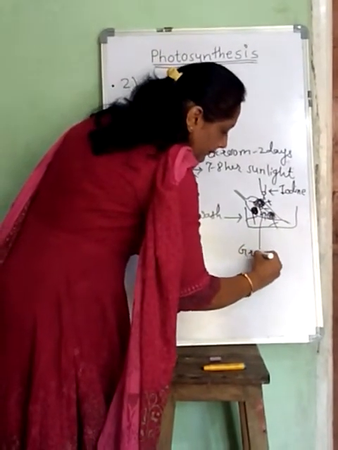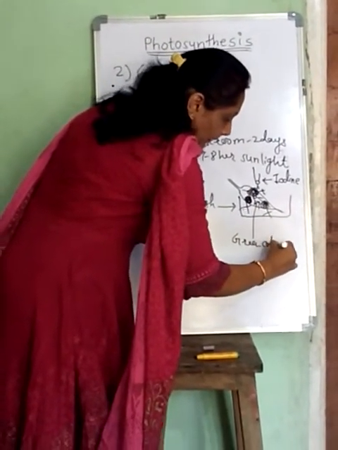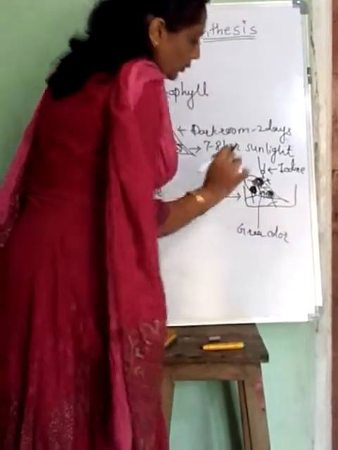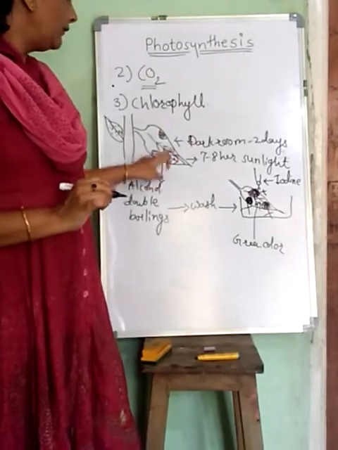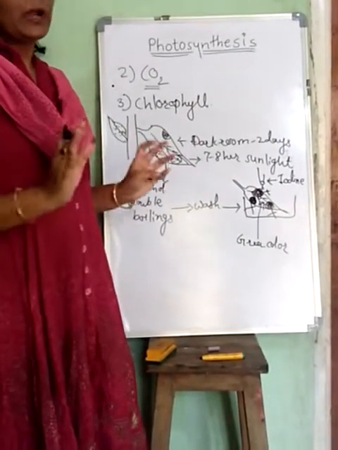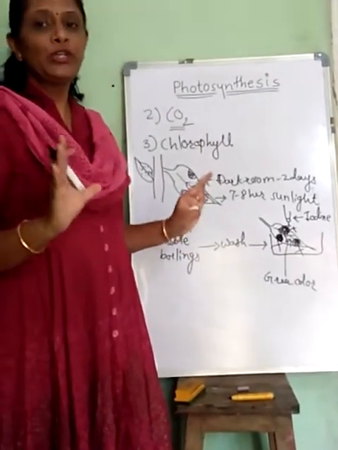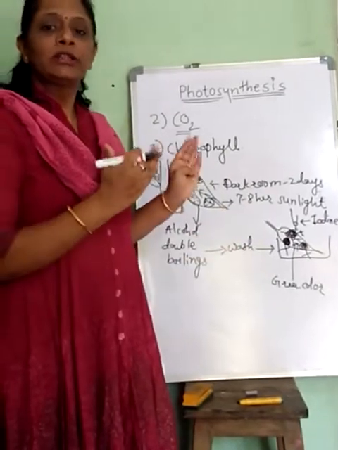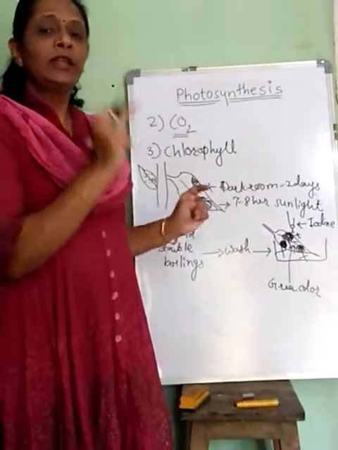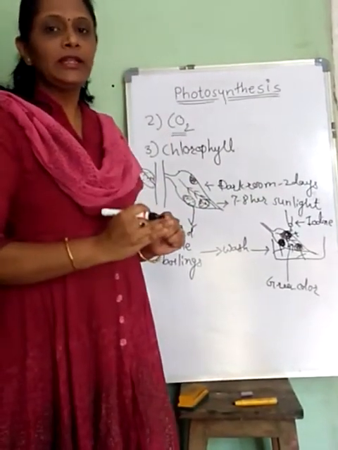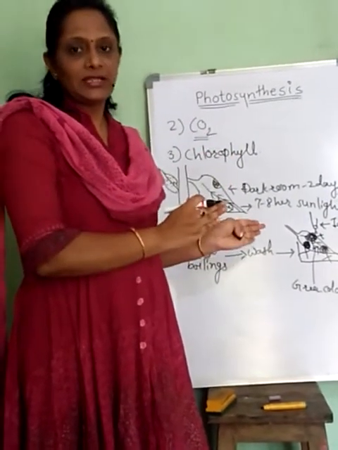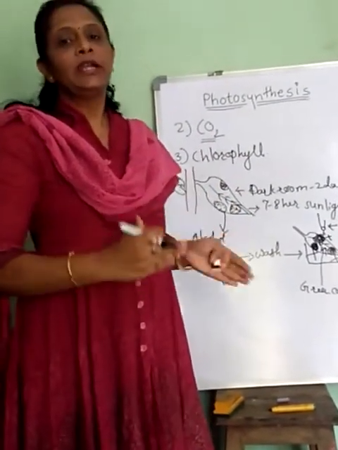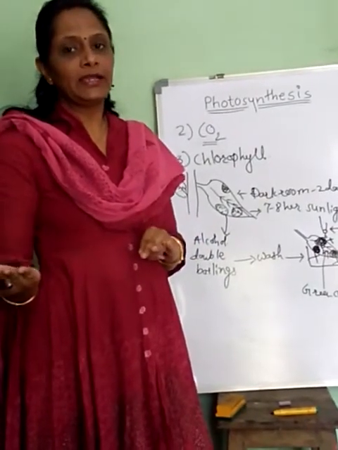this portion turns bluish black, but wherever there are different color patches, that portion won't turn bluish black. So this tells us that wherever there is chlorophyll in the leaf, only that portion has performed photosynthesis, and that's why it has turned bluish black in color.